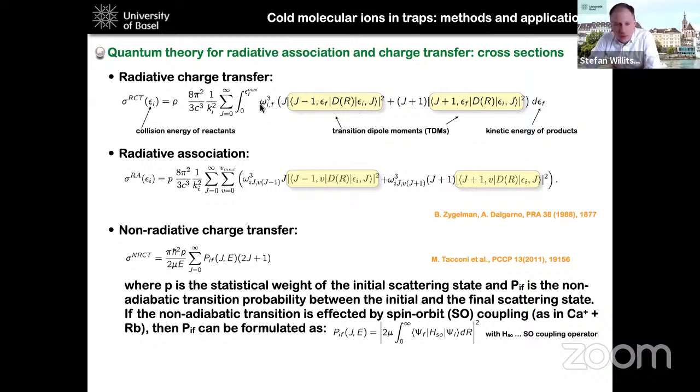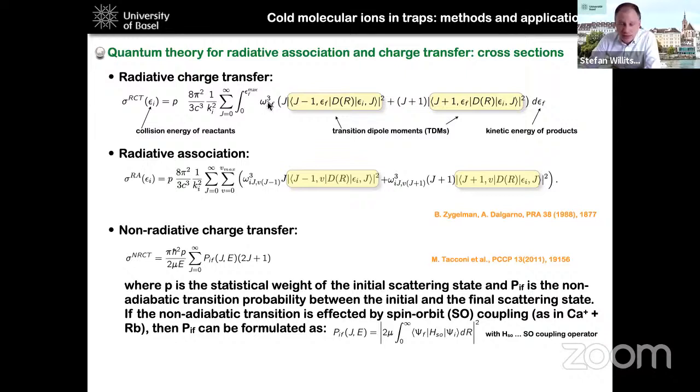I don't want to go into too many details here. Suffice to say that the cross section is essentially given by a sum over all angular momentum quantum numbers that we have here. Then, for radiative charge transfer, we have an integral over all final energies of the charge transfer products. Then we have an omega power 3 term, right?